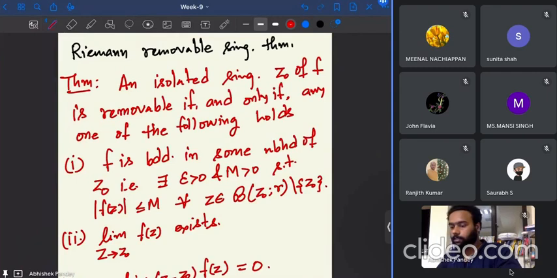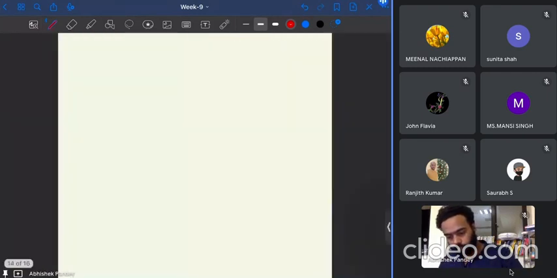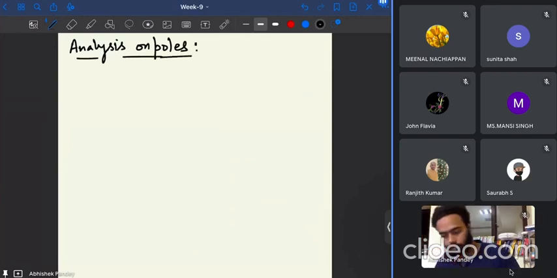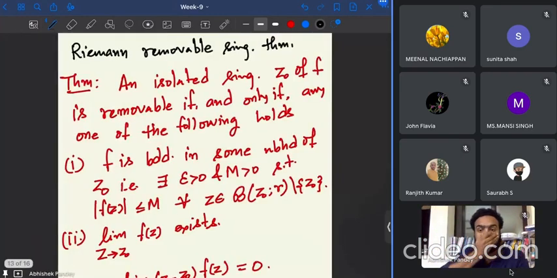Okay, so let us move towards the pole. Let us look at some analysis on poles. Any doubt in this one? If you have any doubt, you can just ask me.